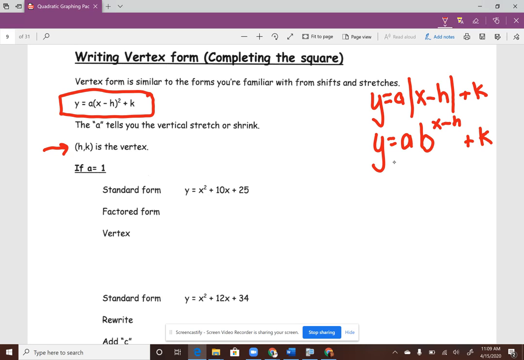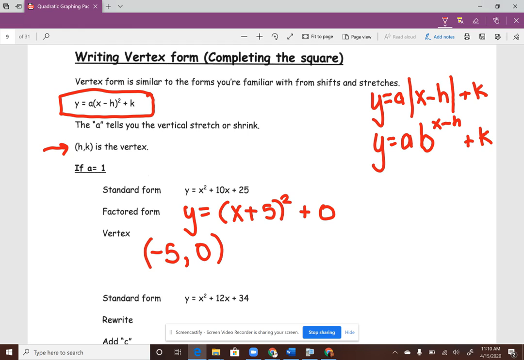Okay, so today we're going to do when a equals 1, and this is really just another application of completing the square. So if I factor this trinomial, I get x plus 5 squared. That's a perfect square trinomial, so that was pretty simple to factor. And when I do that, I get what's called vertex form just by adding this plus 0. Now, you don't have to have the plus 0 there, but you want to see it because then that tells me that the vertex is -5, because remember it's minus h, so it's the opposite of what it appears to be in the parentheses, because the negative of a negative is a positive. So the vertex would be -5, 0.